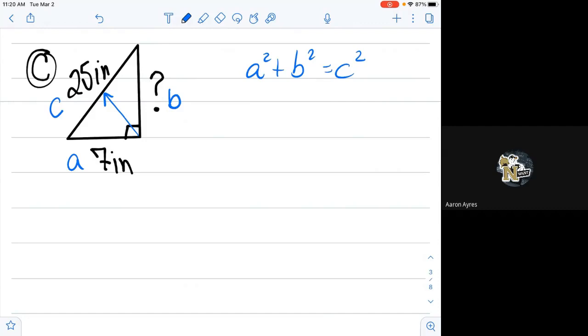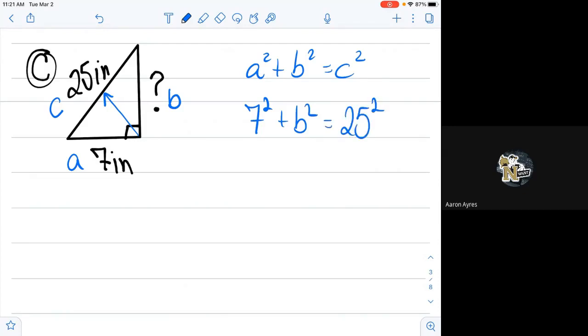All right. So plug in. Do we know A? Class, do we know what the value of A is? 7. A is 7. So I'm going to write it down here. 7 squared. Do we know what B is? No, we do not. Do we know what C is? Yes, we do.